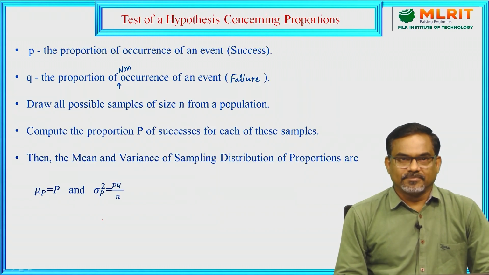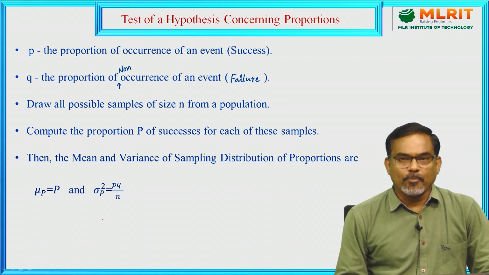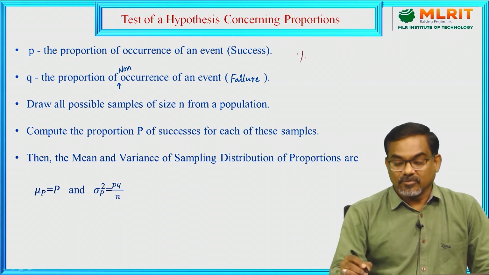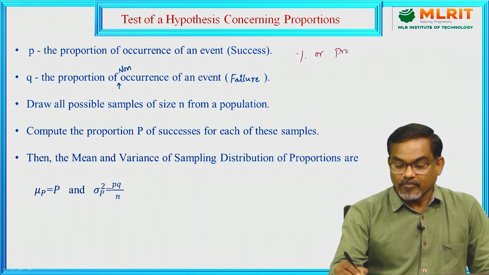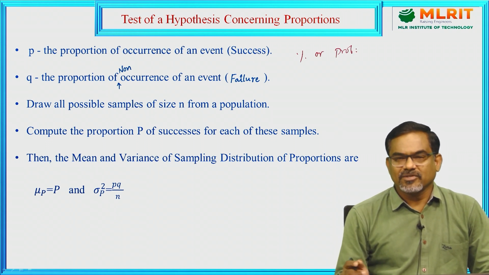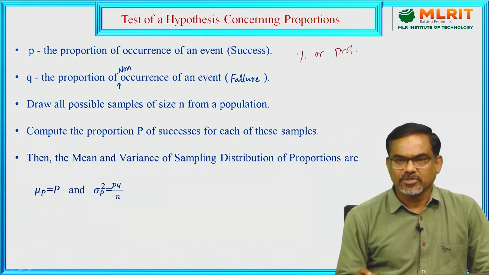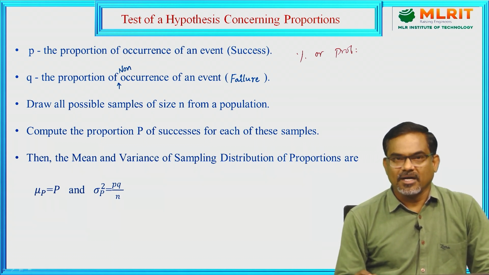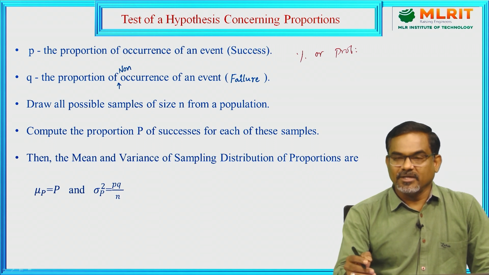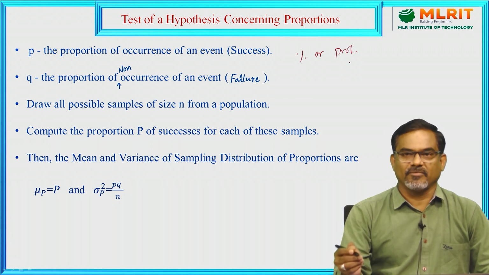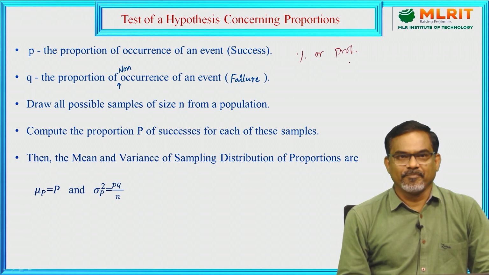Now, here proportion means the percentage, or we can say the probability also. The definition of probability is favorable number of cases by total number of cases. The proportion is also similar to that, and a proportion can be given in terms of a percentage or in terms of a value that lies between 0 and 1.